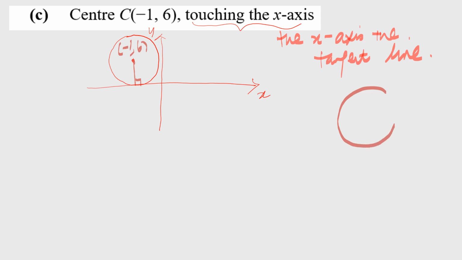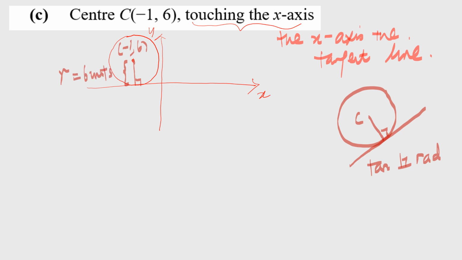Recall what we have learned in angle properties: a tangent is perpendicular to the radius. Hence, this will be your radius. So your radius is equal to 6 units.